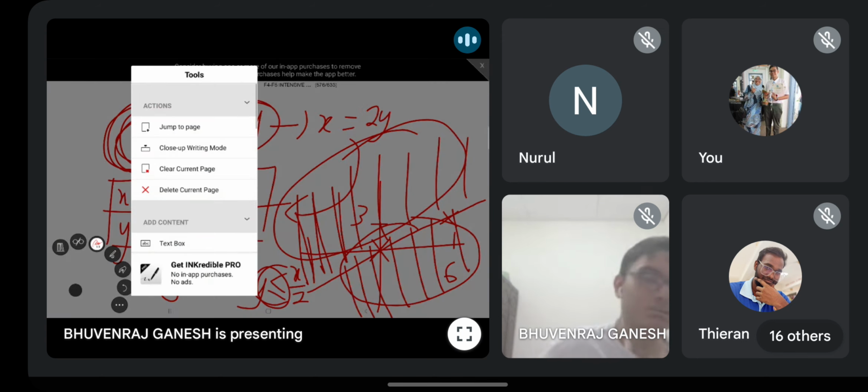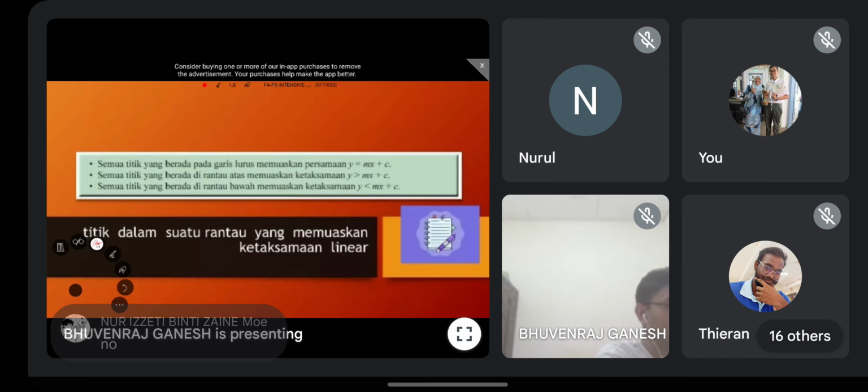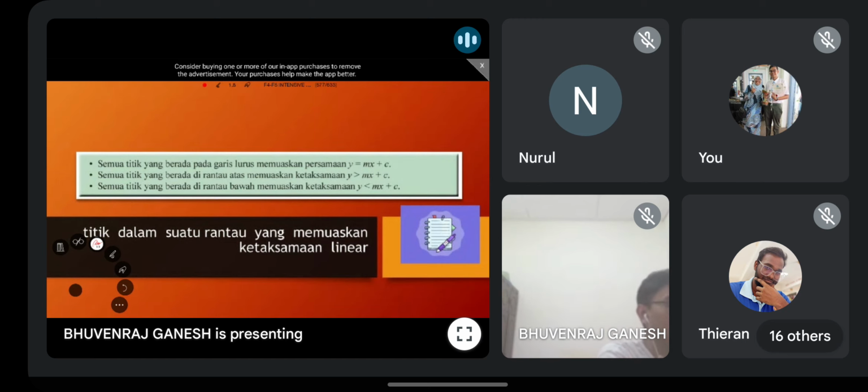Okay, guys, are you clear up till now? Any questions you want to ask? Nana? Okay, so I continue. If it is greater than, the point is on the upper region. If less than, it is on the lower region. If equal, it means it's on the line. That's how you can check and see.